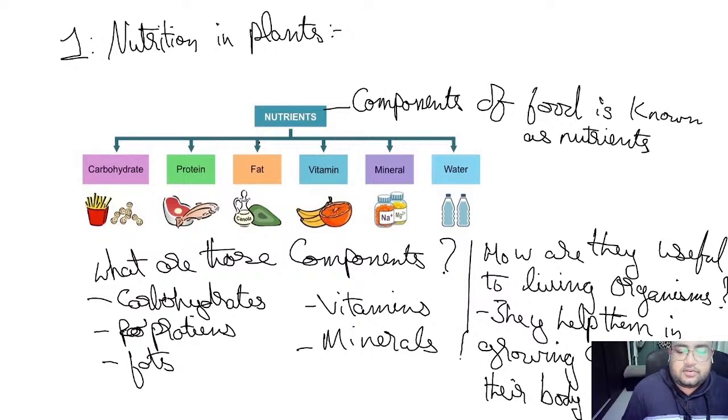Okay, students, am I clear so far? I thought I'd give a small introduction on what nutrients are. Nutrients are nothing but components of food. Components of food are known as nutrients. And what are those components? Those components are carbohydrates, proteins, fats, vitamins, and minerals. And how are they useful to living organisms? They help them in growing and keeping their body healthy. So this is the duty of nutrition to a living organism. Okay, students, am I clear so far? Can we proceed with the next topic?